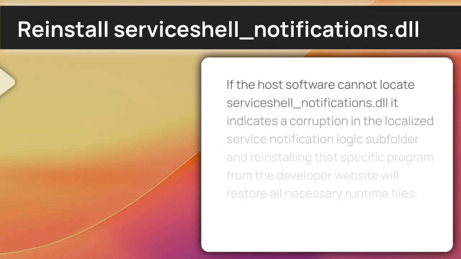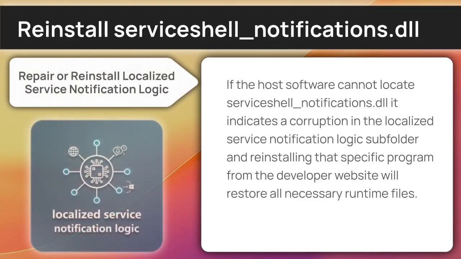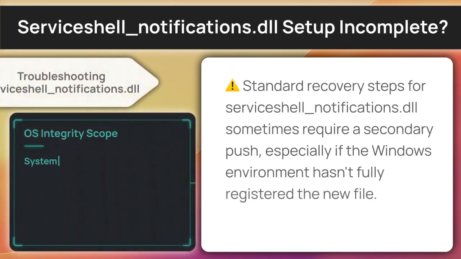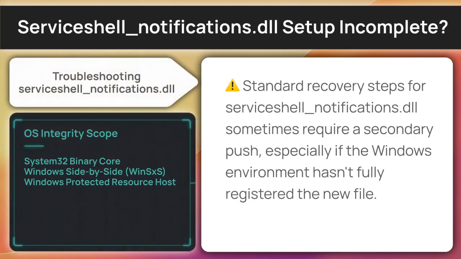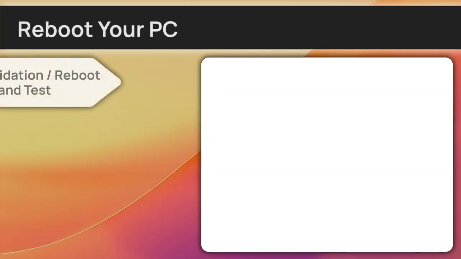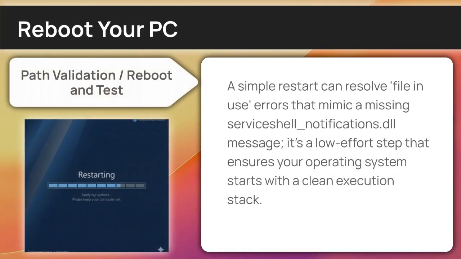If the host software cannot locate the Service Shell Notifications module DLL, it indicates a corruption in the localized service notification logic subfolder, and reinstalling that specific program from the developer website will restore all necessary runtime files. If you're still seeing the missing file notification, we should attempt to force a synchronization between the software and the OS. A full system restart ensures that no background processes are currently locking the Service Shell Notifications module file. A fresh boot allows Windows to reinitialize its library map from a clean state.